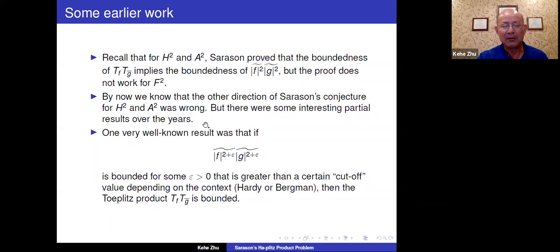So the original conjecture, although it was wrong, was actually very close. It's a very precise formulation of the problem. If you increase the exponent somewhat, then you can actually go back. All right. So this is a very particular partial result I want to mention. Anybody who has worked in this area should have seen something like this before. All right. Okay, the situation is much, much different for the Fock space.